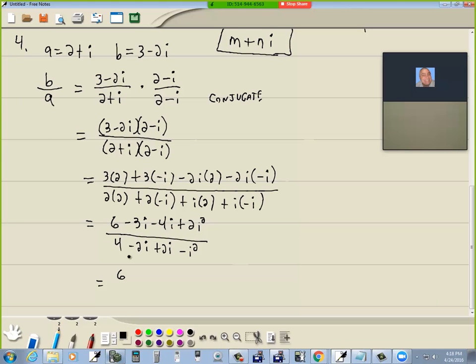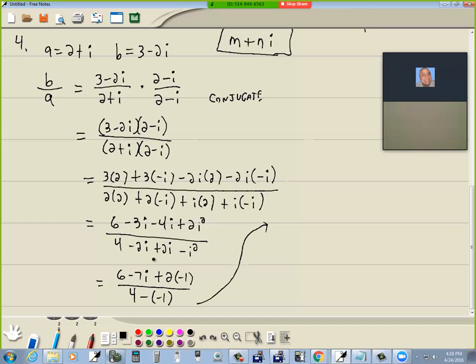Negative 3i and negative 4i is negative 7i. I've erased the i chart, but i squared is equal to negative 1. So I replace the i squared with negative 1. Now negative 2i plus 2i cancels. And then minus, and then i squared down here is negative 1.